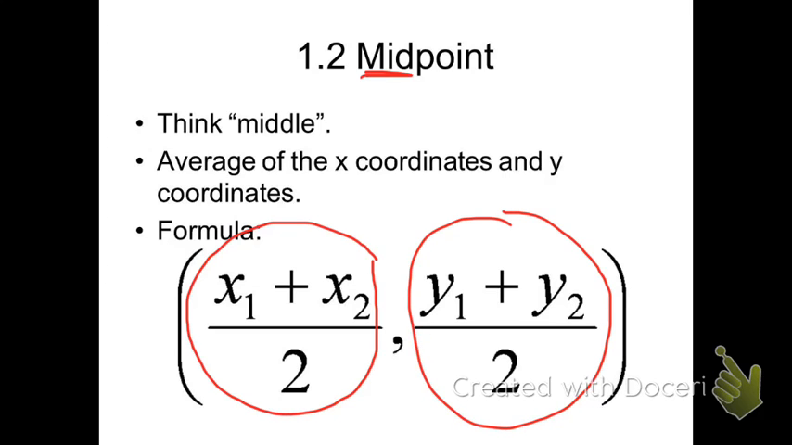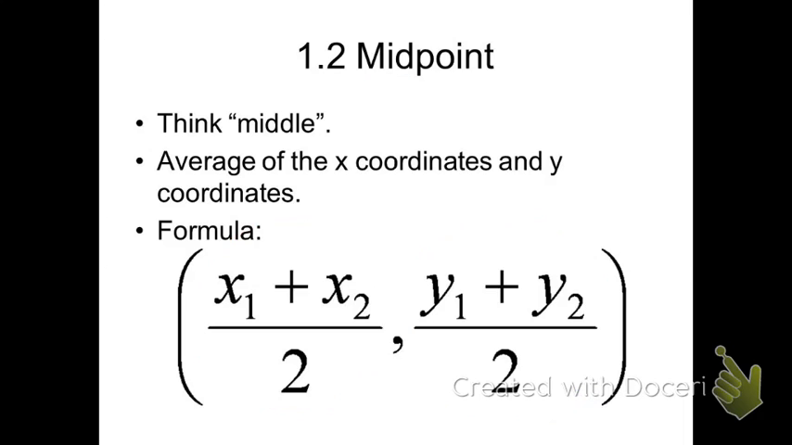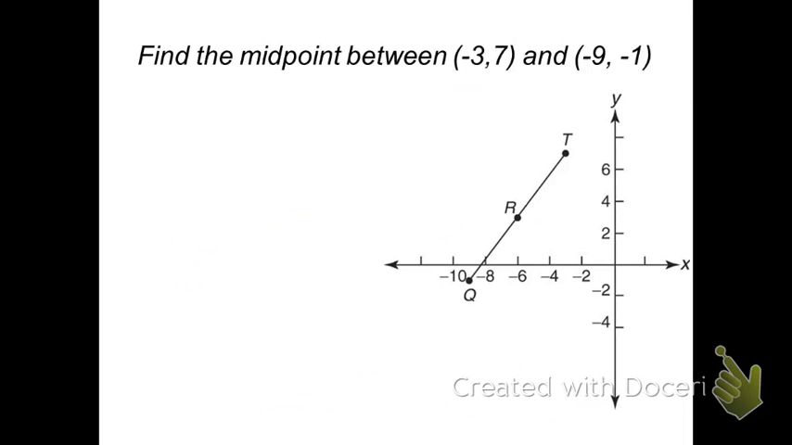So, let's do one together. To find the midpoint between -3, 7 and -9, -1, we just need to add our 2 x-coordinates together and divide by 2. So, we could do that by adding -3 to -9 and dividing by 2. And to find the y-coordinate of our midpoint, we need to add our 2 y-coordinates together and divide by 2.